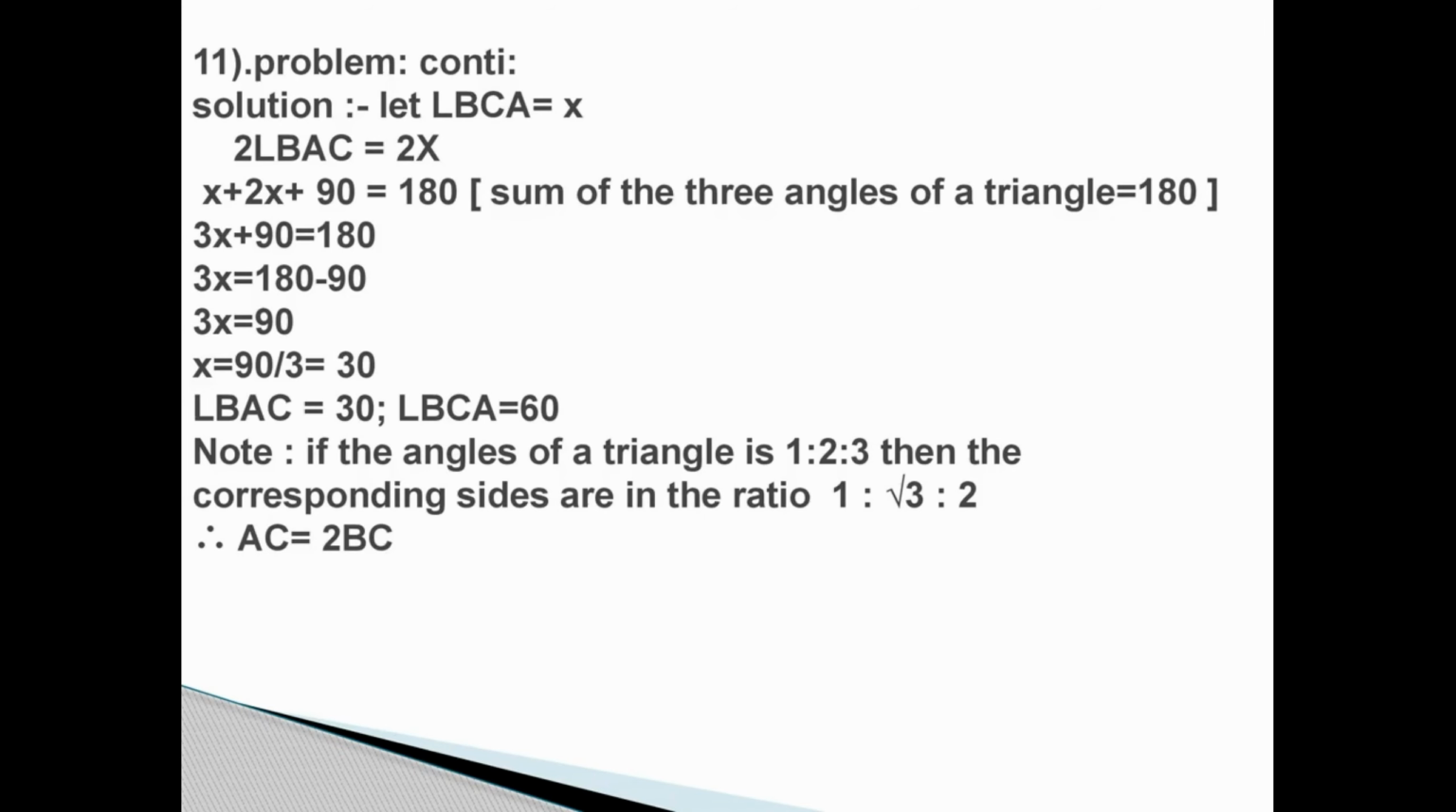Note that this is the important bit for your examinations. If the angles of a triangle are in the ratio 1 is to 2 is to 3, then the corresponding sides are in the ratio of 1 is to root 3 is to 2. Therefore, AC is equal to 2 times BC.